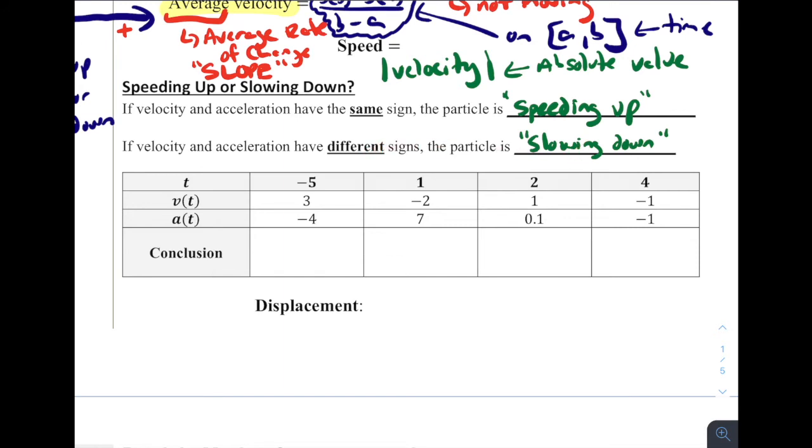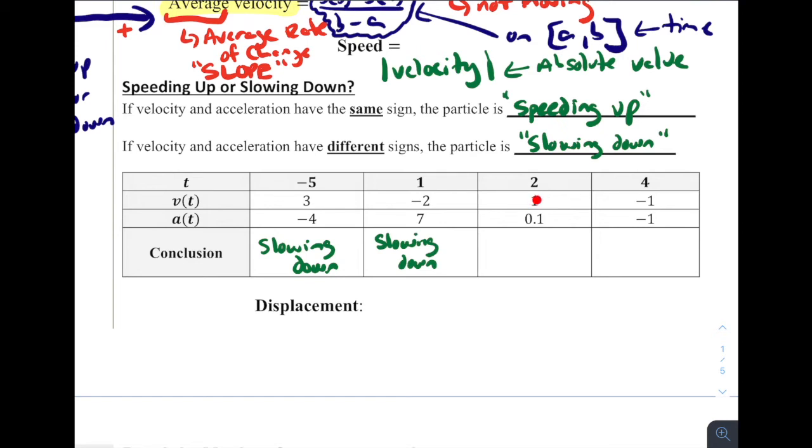Sometimes you might be given equations to figure that out, and you might need to look at the signs at a particular time, or they might give you that information in a table, right? We've got some times, t equals -5, 1, 2, and 4, and they give us the velocity and acceleration at each of these. I know that when t equals -5, because these two signs are opposite of each other, I know that this object is slowing down. Because one is positive and one is negative, those signs are opposites. Similarly, I have a negative sign for velocity and a positive sign for acceleration. This object is again slowing down at t equals 1.